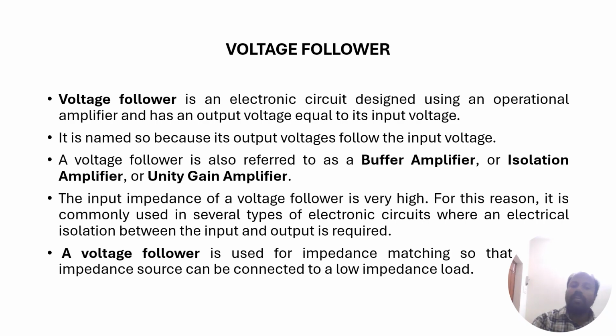A voltage follower can also be referred to as buffer amplifier or isolation amplifier or unity gain amplifier, since the gain is 1. The input impedance of a voltage follower is very high. Hence, it is commonly used in several types of electronic circuits where an electrical isolation between the input and output is required. A voltage follower is used for impedance matching so that a high impedance source can be connected to a low impedance load.